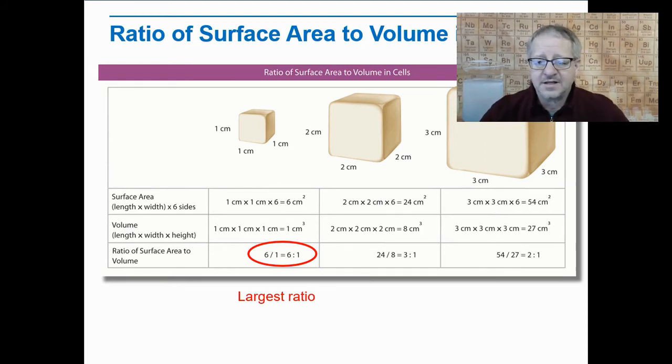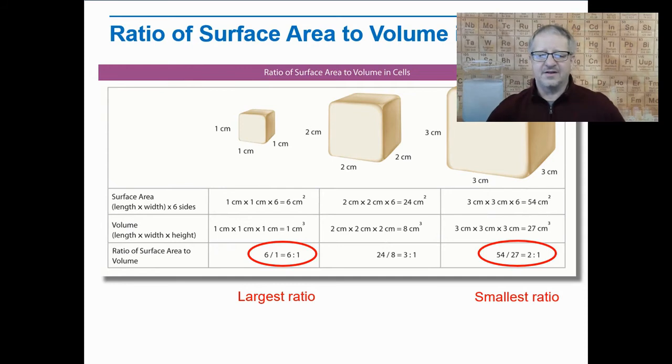So where is the smallest ratio located? Well, that would be in the largest version of our cube over here, where we have a 3 centimeter by 3 centimeter by 3 centimeter cube. So it's only twice as big, the surface area to the volume. So how do you think an even larger cube with sides of, say, 4 centimeters would compare? Well, the ratio of surface area to volume is going to continue getting smaller as that cube gets larger.